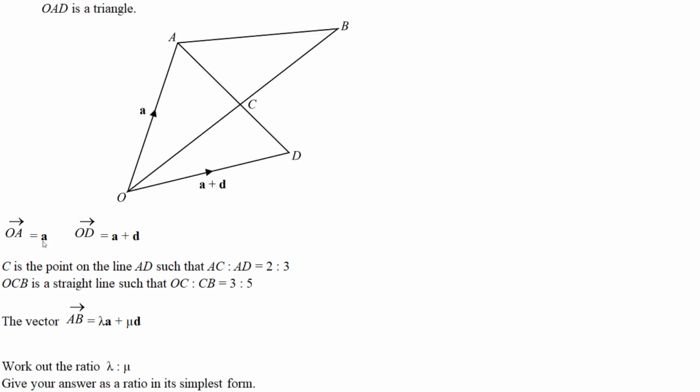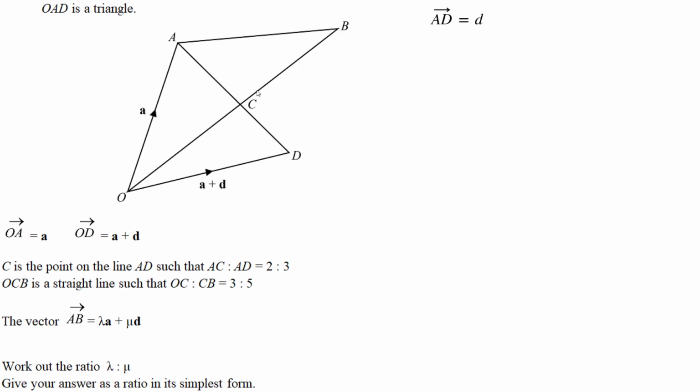OAD is a triangle. OA is A. OD is A plus D. C is the point on the line AD, such that AC to AD is 2 to 3. Okay, that's interesting. I feel like some people would make an error here, so they might think it's this line to this line, but it's this line to this full line.